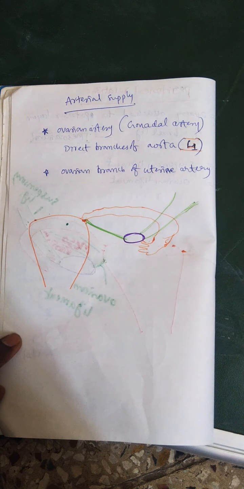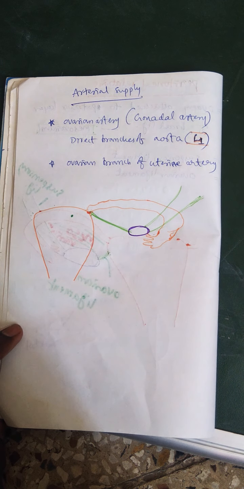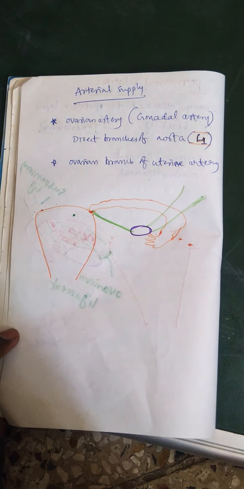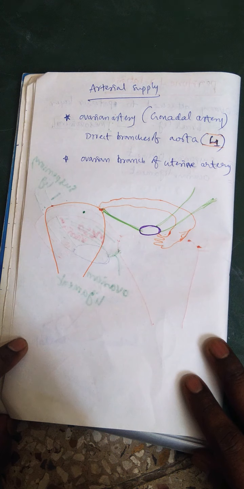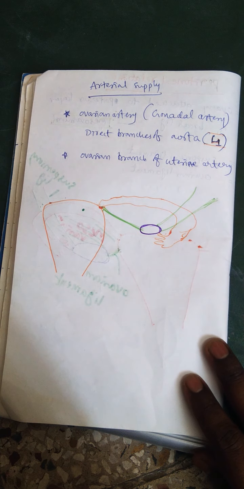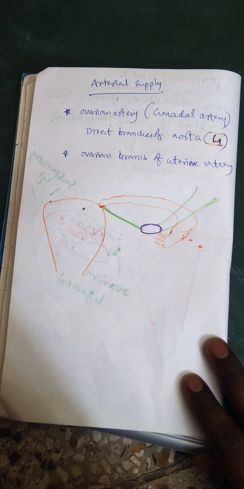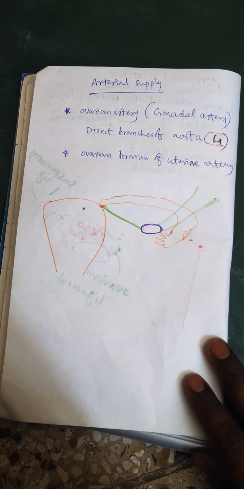Arterial supply. The arteries which are supplied to the ovary are called the gonadal artery. We have seen the gonads are supplied with gonadal arteries: the testicular artery for the testis, and for the ovary you have the ovarian arteries. So always remember, gonadal arteries come directly from the abdominal aorta. The remaining pelvic organs get blood vessels through the internal iliac system, but the gonads, that is the testes and ovaries, get blood supply directly from the aorta.